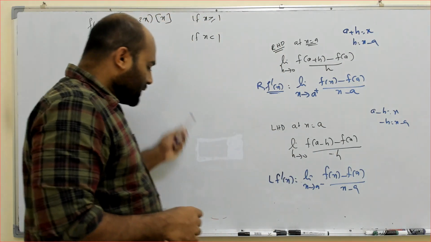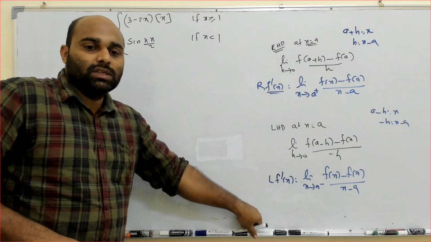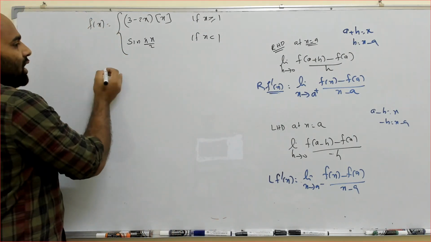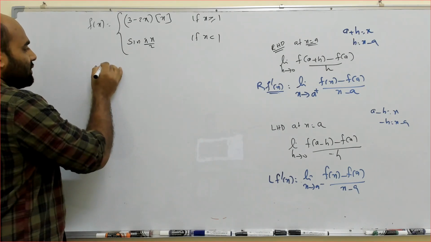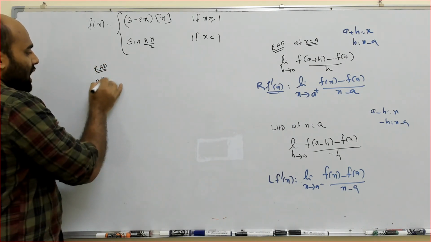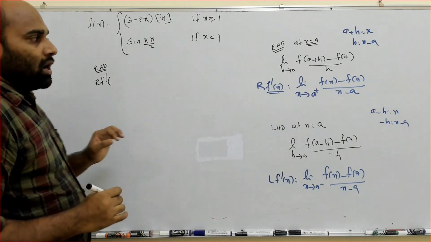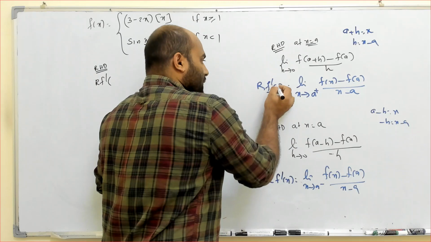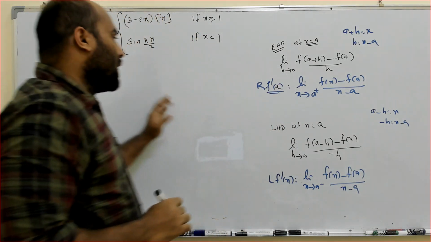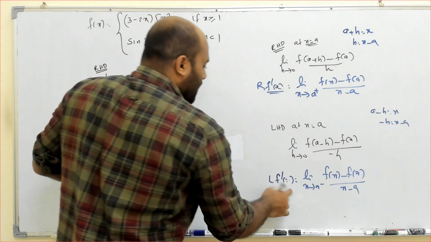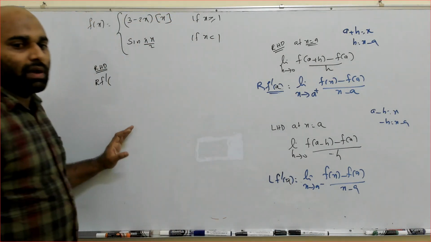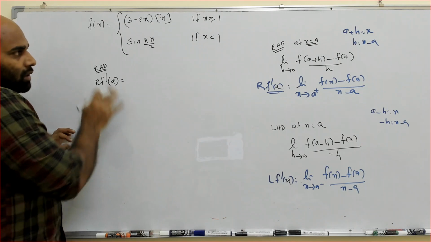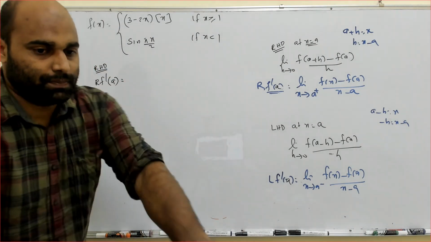Now I am going to check that in this case. First I am checking the RHD. So how can we check the right hand derivative? R f dash of x, or we can write R f dash of a at that particular value. R f dash of a, we can write. Please write it, just 1 minute.